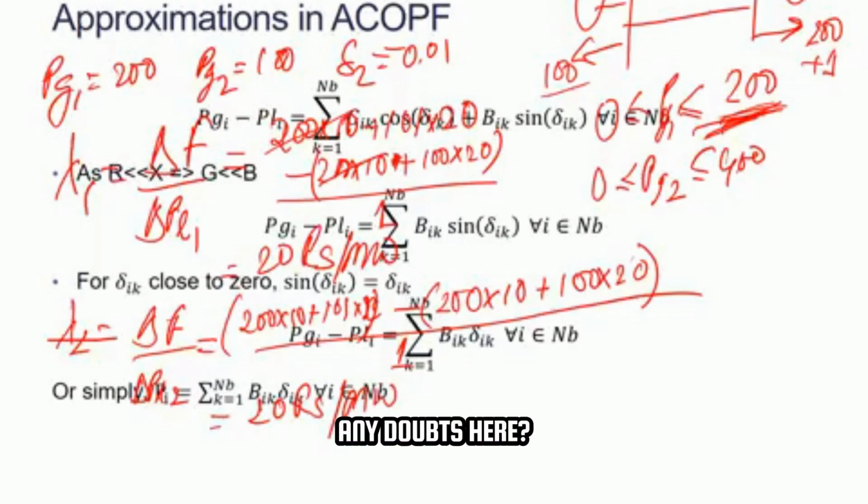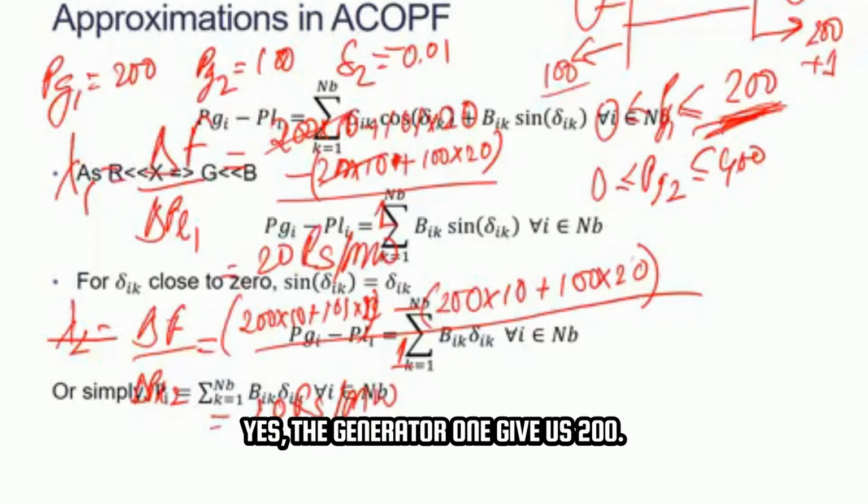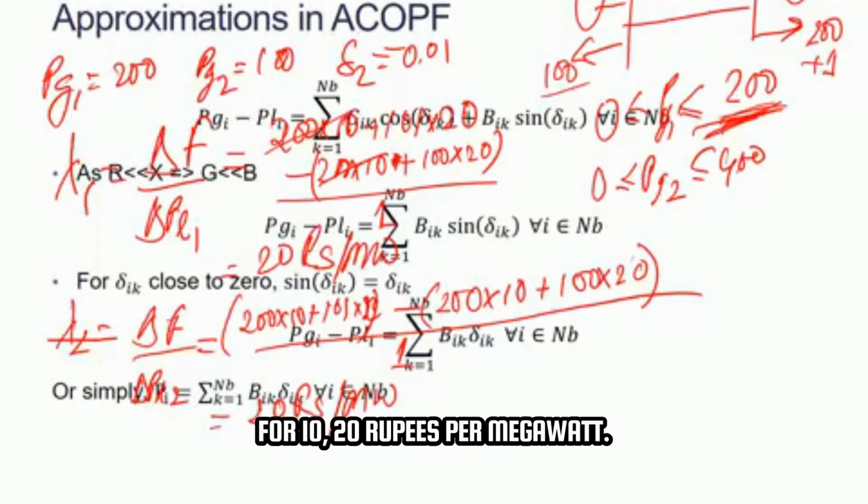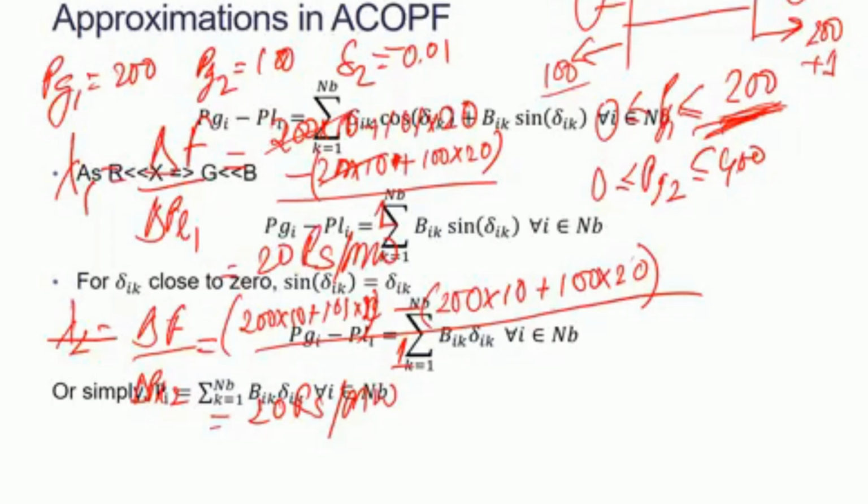Any doubts here? Any concern here? Yes, concern, in the price. The generator 1 gives us 200 megawatt for 10 rupees per megawatt. But the generator 2 gives us only 1 megawatt at the same price. Do you get my point?